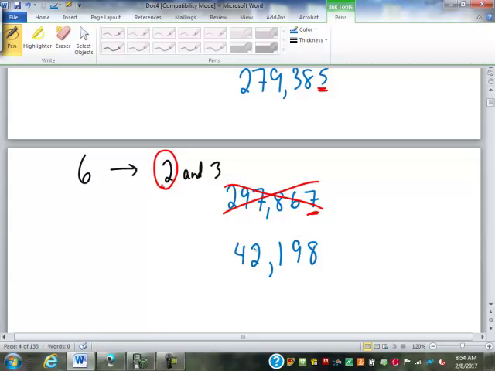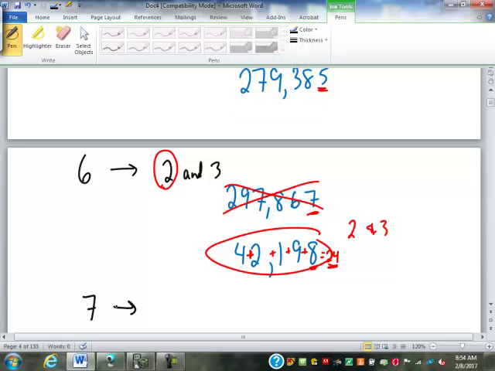This one, is it divisible by 2? Yep, last digit's an 8, so it's divisible by 2. 4 plus 2 is 6 plus 1, 7 plus 9, 16 plus 8, 24. Is that divisible by 3? Yep, if not, 2 plus 4 is 6, which is divisible by 3. So yeah, 24 is divisible by 3. The whole thing is divisible by 3. So it's divisible by both, so it is divisible by 6.